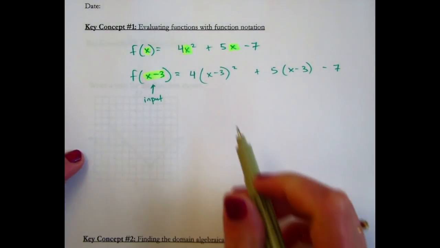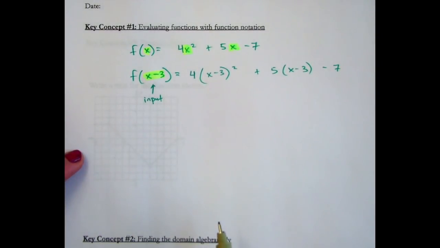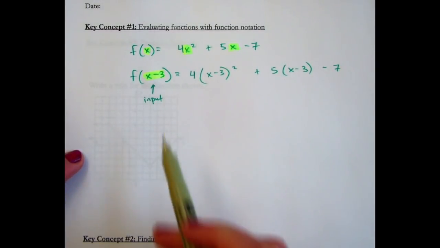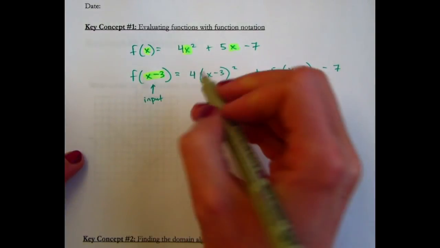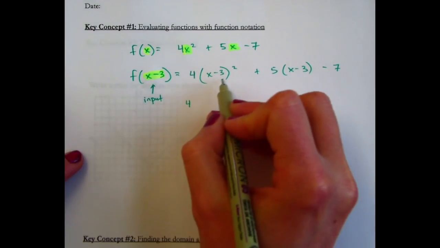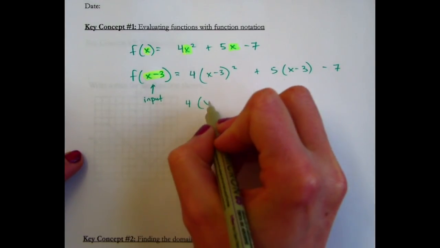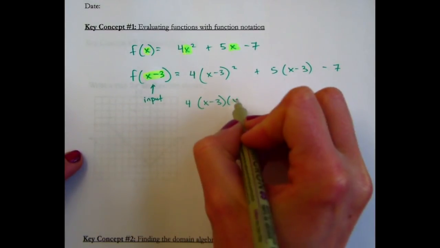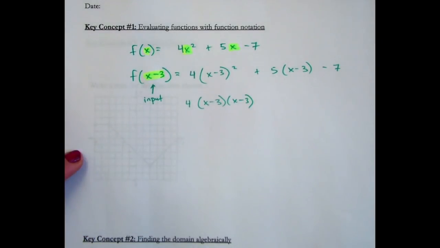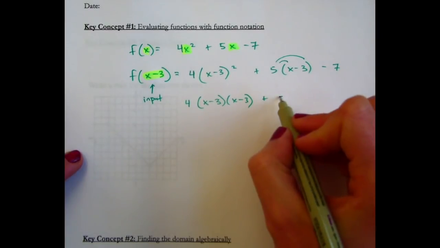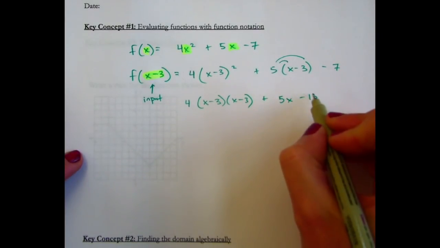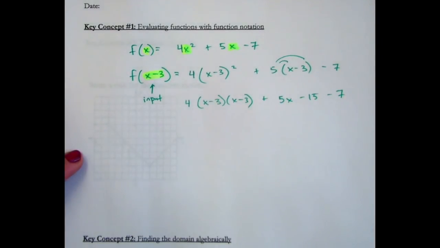And now to simplify, to get all the way to my output, I'm going to just keep in mind some algebra things. So the first is that this (x minus 3) squared, I have to expand it into the product of 2 binomials. (x minus 3) times (x minus 3). I have to distribute this 5x minus 15, minus 7 stays the same.